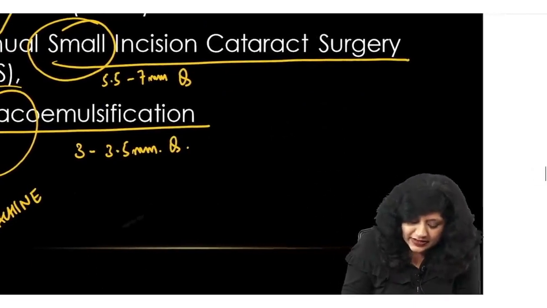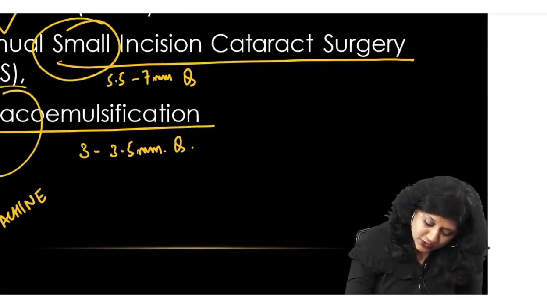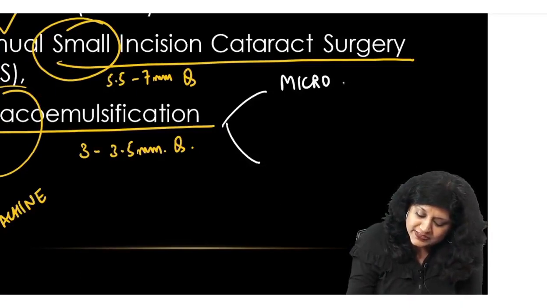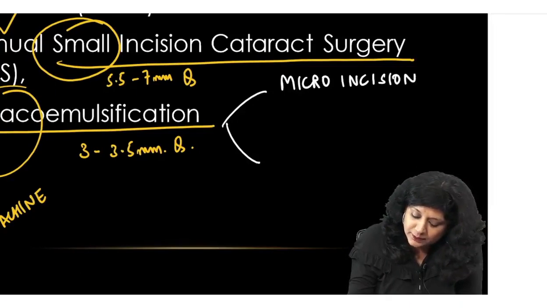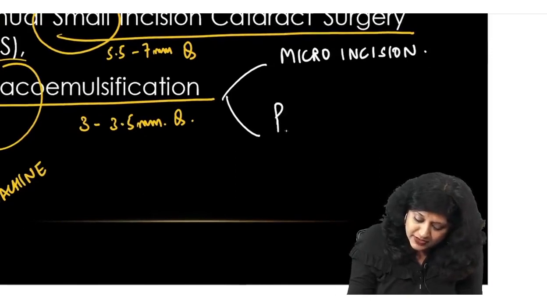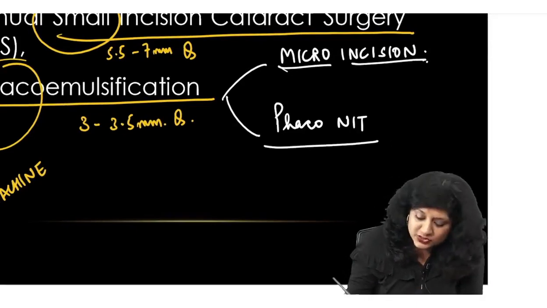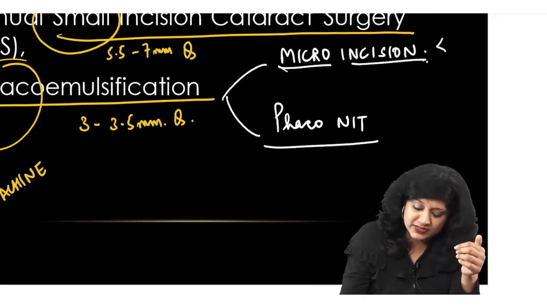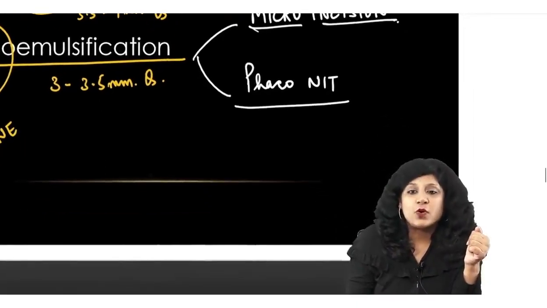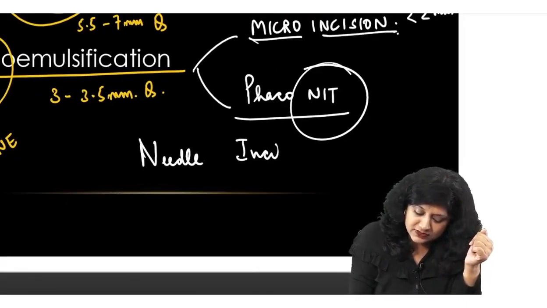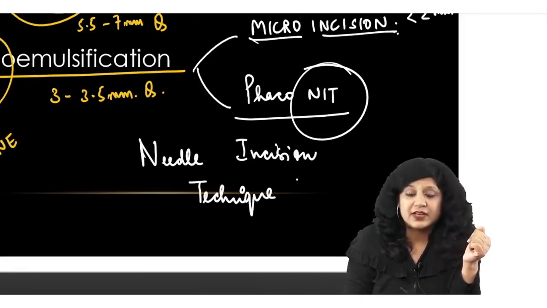You will also see that there are two important kinds of phacoemulsification which are slightly different. They are called the micro incision technique, and then we have what you call phaconit. Micro incision means when you are using an even smaller incision, less than 2 mm, and phaconit, what is this? This is your needle incision technique. It is actually the needle incision technique.